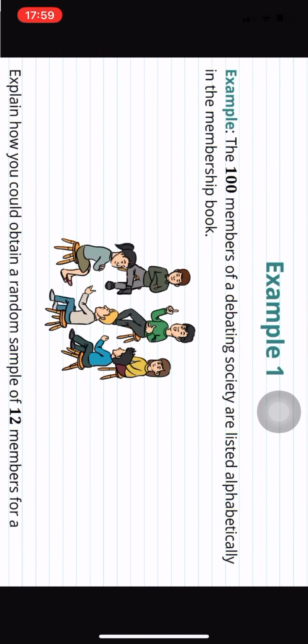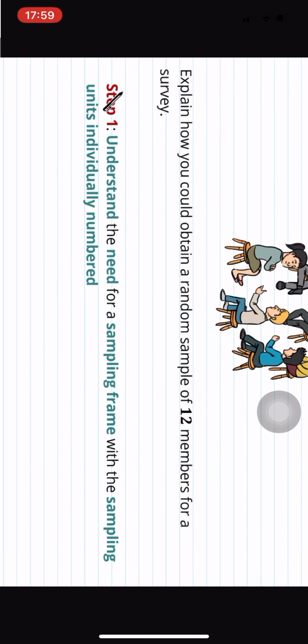Let's take a look at some examples. Our first example tells us that the 100 members of a debating society are listed alphabetically in the membership book. We're asked to explain how we could obtain a random sample of 12 members for a survey.